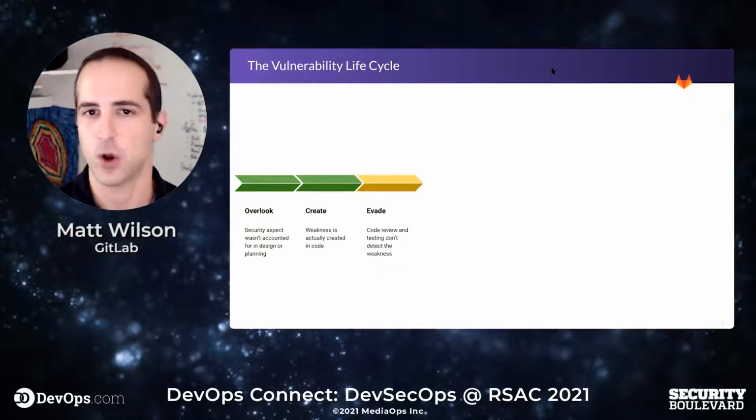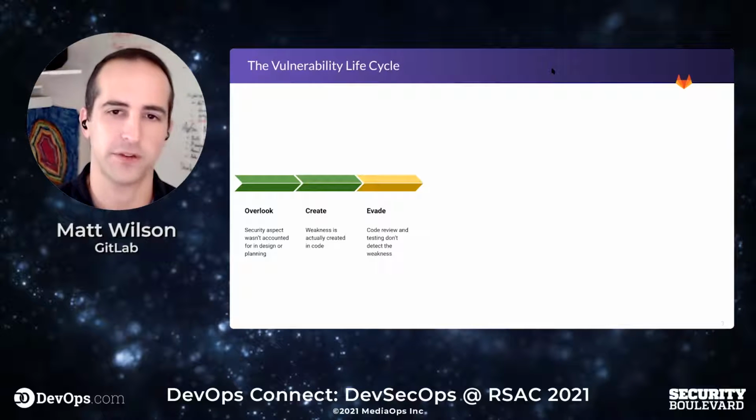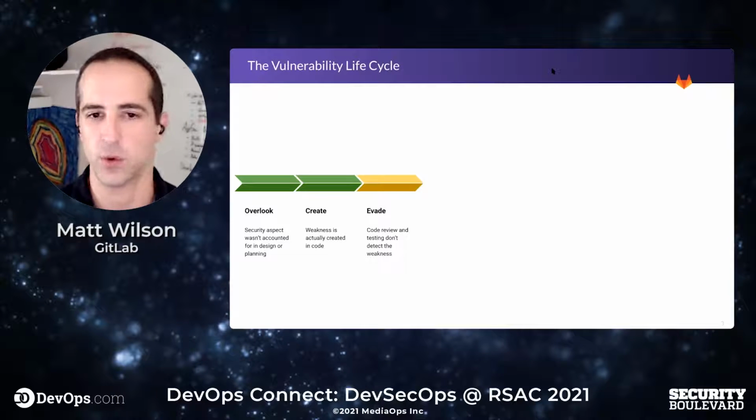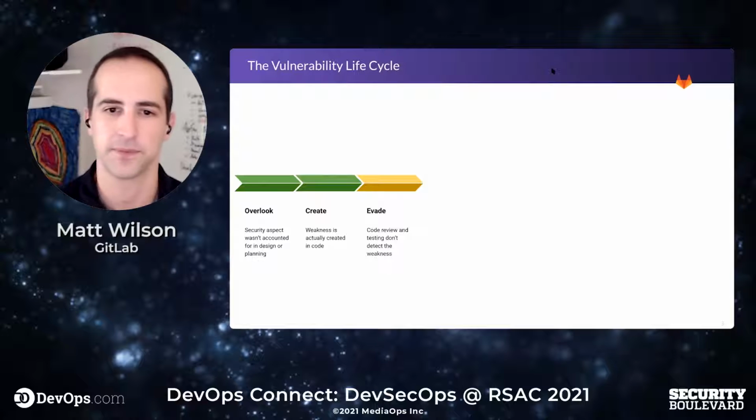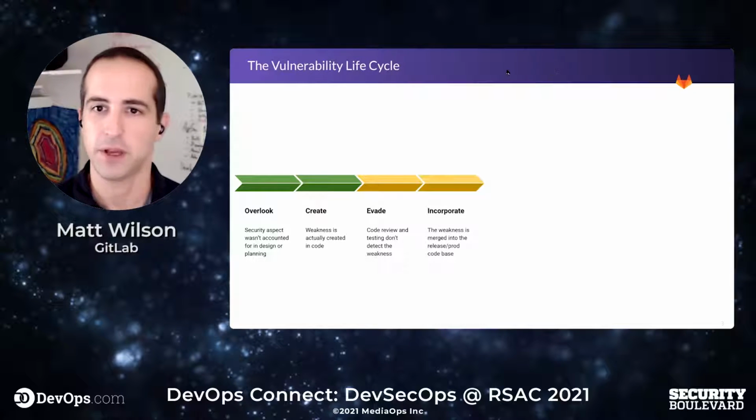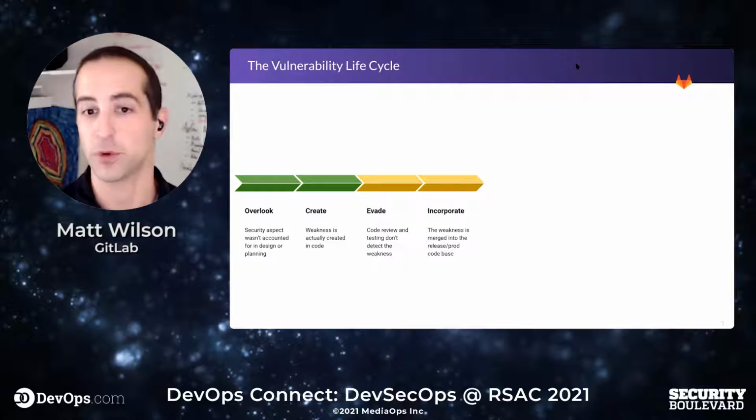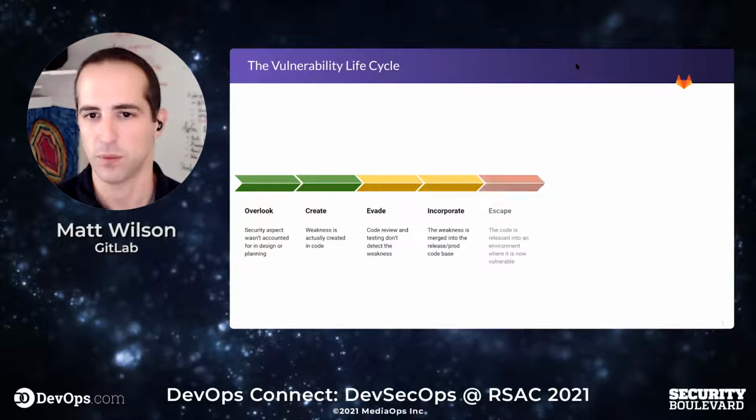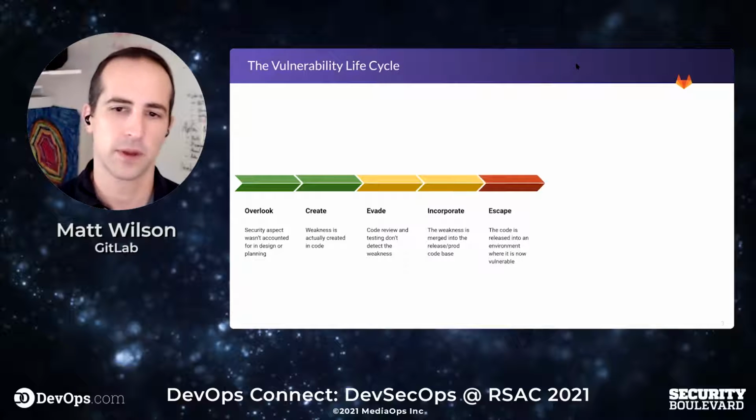Now, after the introduction of the weakness in the code, it actually has a period of evasion. This means that it's not caught by testing. This could be manual testing, automated unit testing, or even automated security scanning. Once it's past that portion, it becomes incorporated. So the vulnerable code is now merged into your release or your production code base, and it's sitting waiting for the next step, which unfortunately is escape.